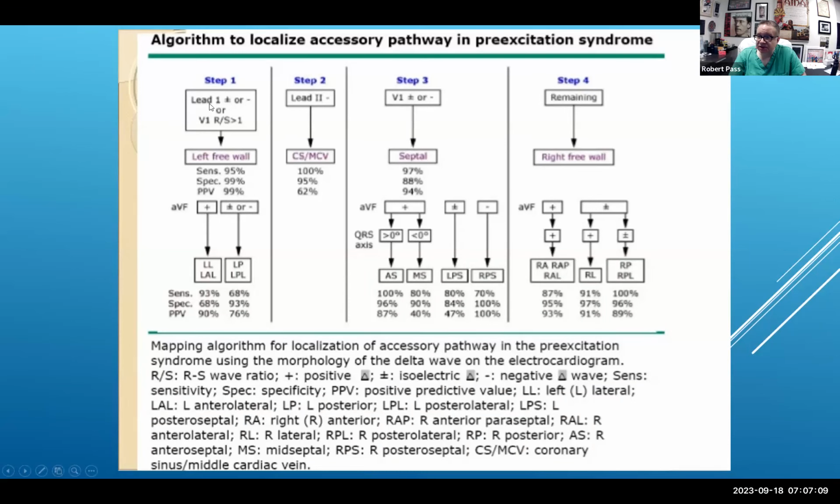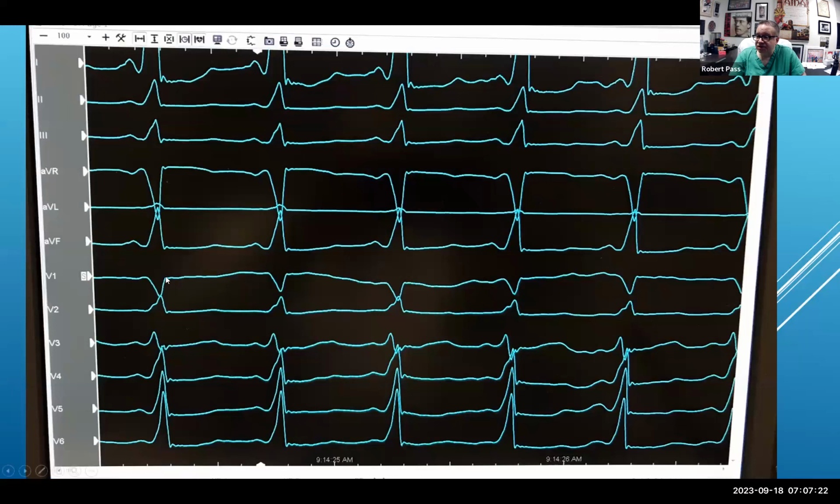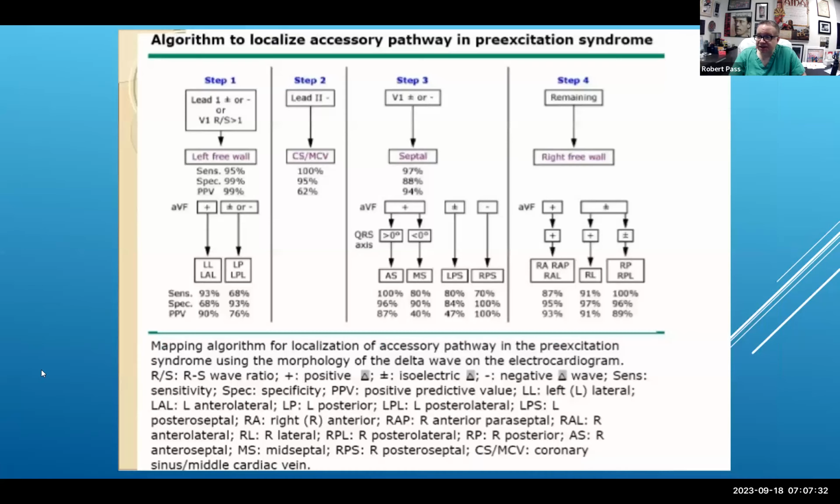So step 1 is to look at lead 1 to see if it's isoelectric or negative, or if in V1 R is greater than S. So let's go to the electrocardiogram. I think we would say that in V1, R is not greater than S. And in lead 1, I think we would agree that the delta wave is 100% positive, suggesting that the answer to that is negative. So then we move on to step 2.